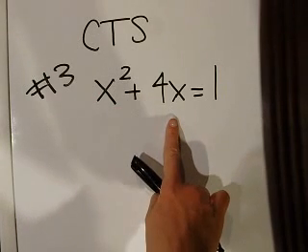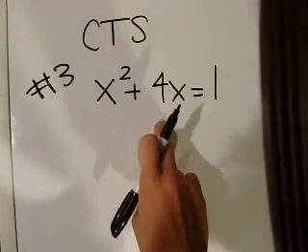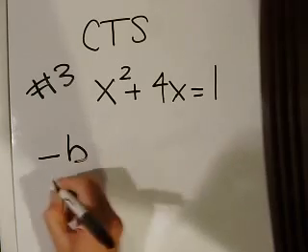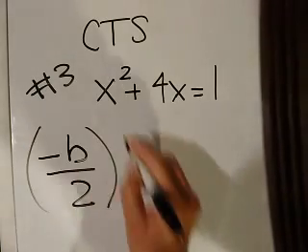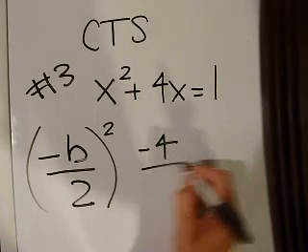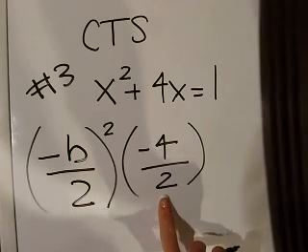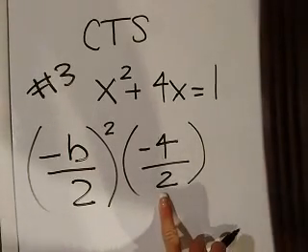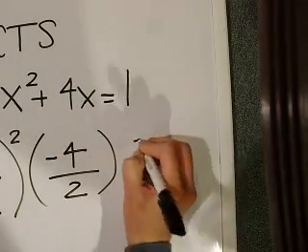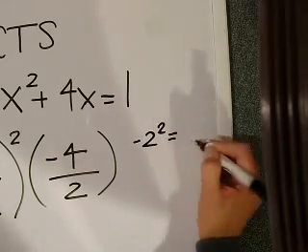And we are trying to get half of B and square it. So it would be the opposite of this term, which is B. So it's the opposite of B divided by 2, squared. So it'll be negative 4 divided by 2, which would be a negative 2. And then you'd square it, which would equal 4.